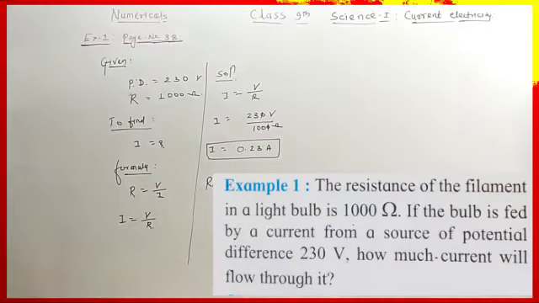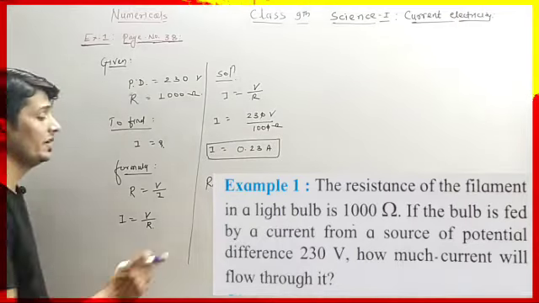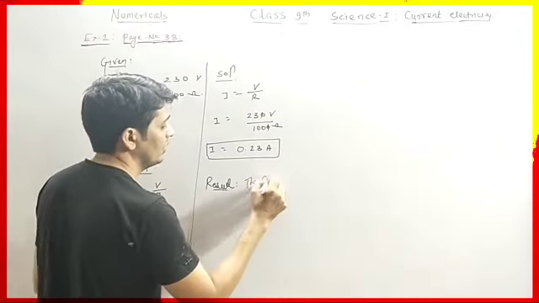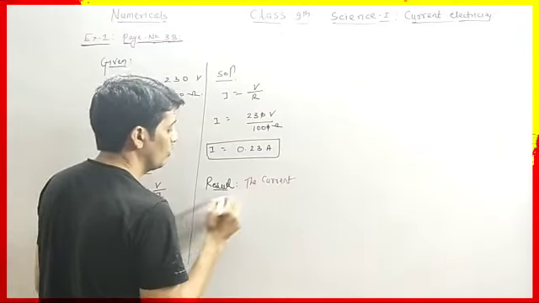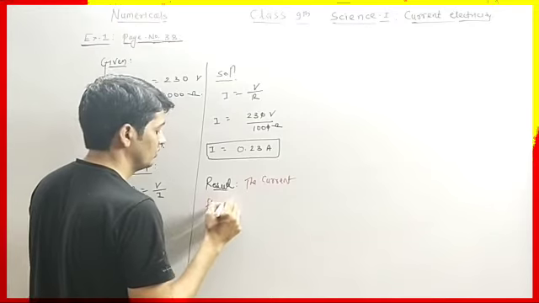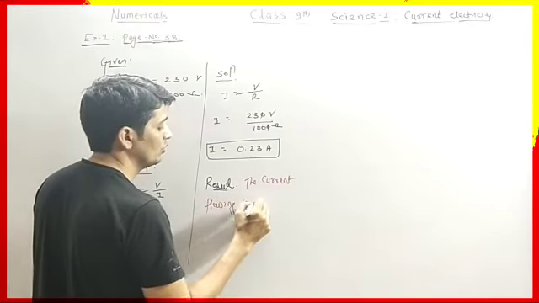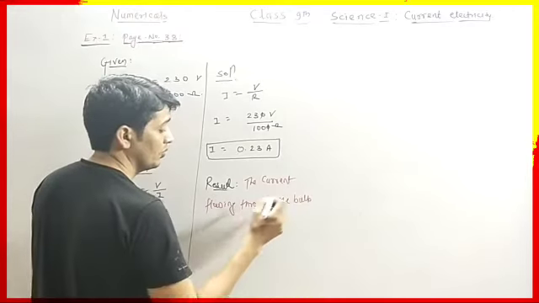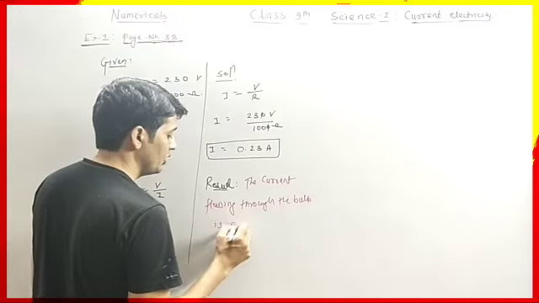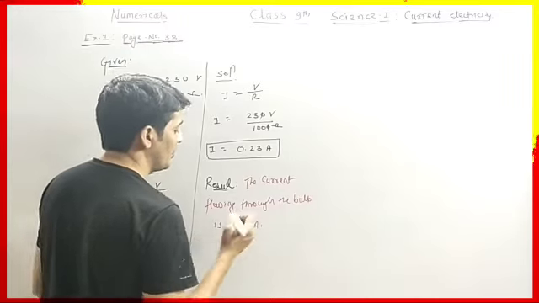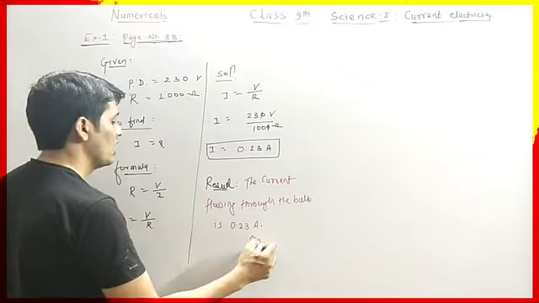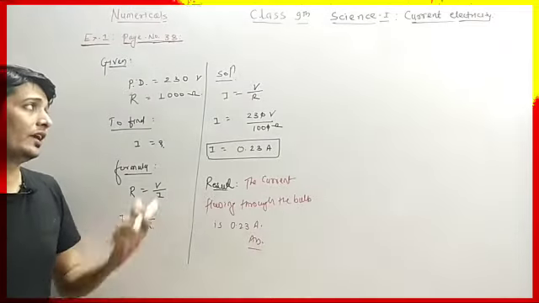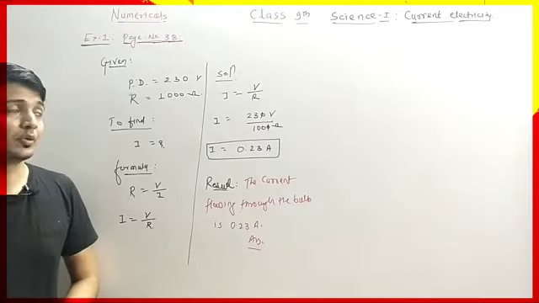So what will be the result? The result will be the current flowing through the bulb is 0.23 ampere, and it is our answer. So see, this question is really a very easy one. Okay. So write it down, then we are going to solve the second problem. Write down first.